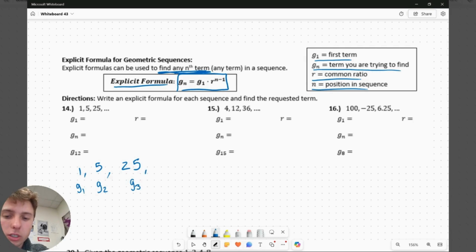The third term is G sub 3. Let's start to fill in the information. G sub 1 is our first term.